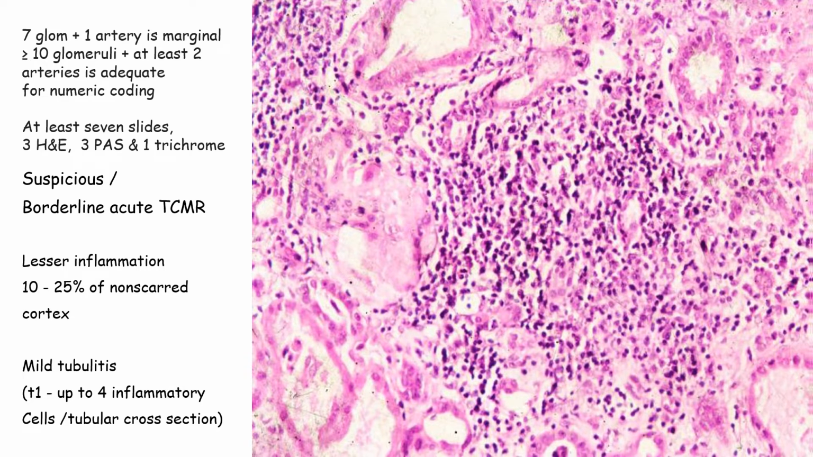Before I go into the morphology, the biopsy should have 7 glomeruli with at least 1 artery, but it would be nicer to have 10 glomeruli and 2 arteries to give an adequate Banff grading in the diagnosis. Most often 7 slides are examined and they are divided between the H&E staining, PAS and trichrome stains.